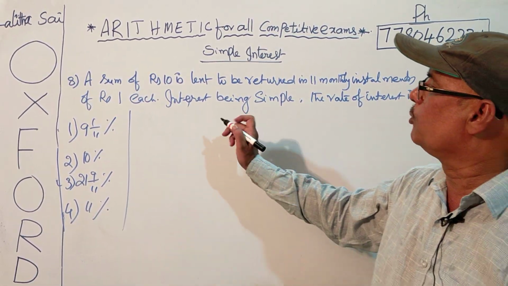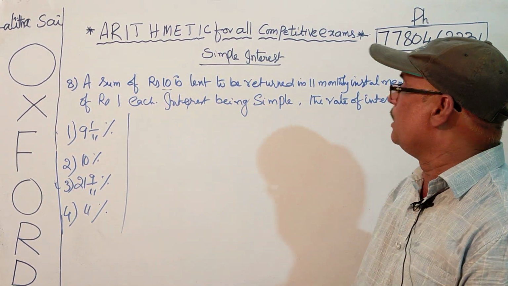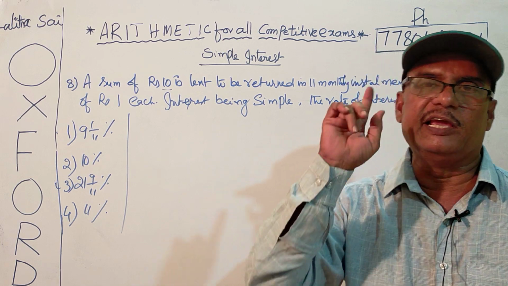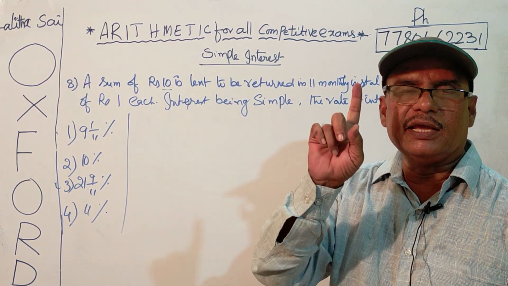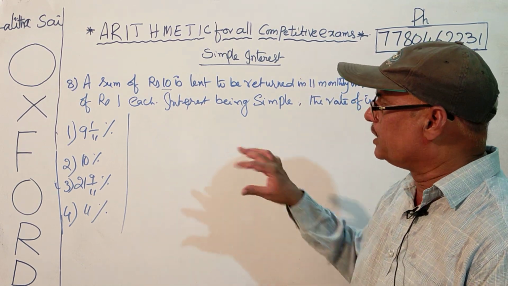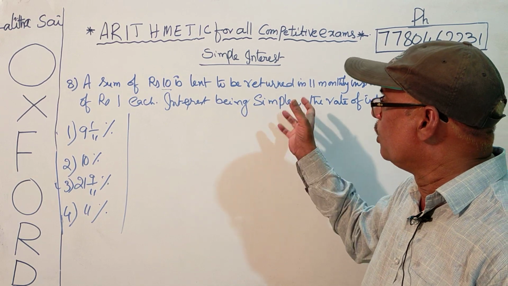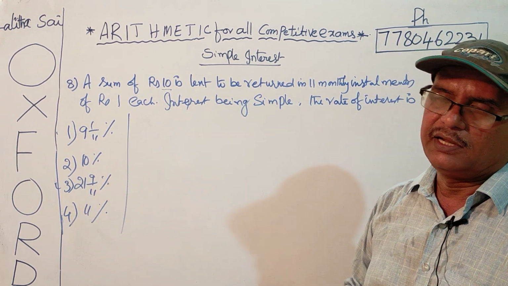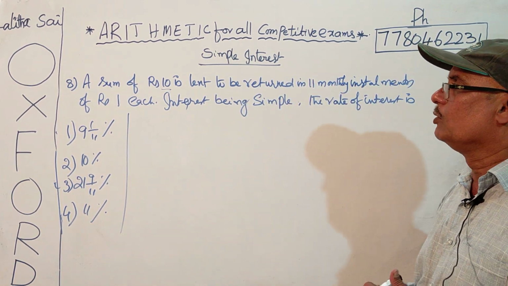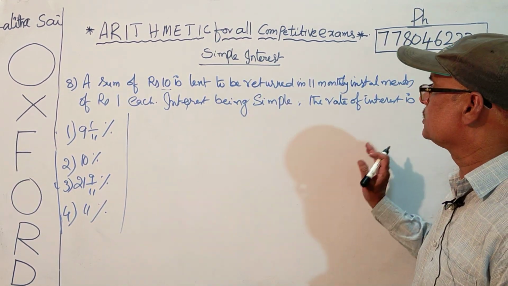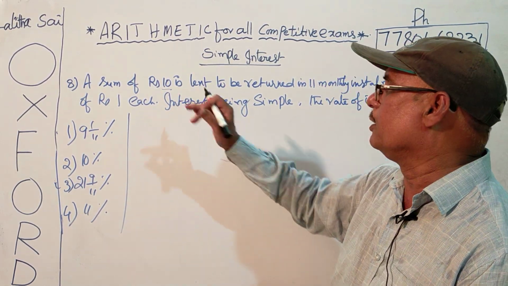Okay. A sum of rupees 10 is lent to be returned in 11 monthly installments of rupees 1 each. The amount is 10. It is to be returned in 11 months, each month 1 rupee. So there you are gaining 1 rupee. Again, you are repaying at an earlier stage, in a span of 11 months. Okay, then what is the interest, being simple? What is the rate of interest? That is the effective rate of interest he got.